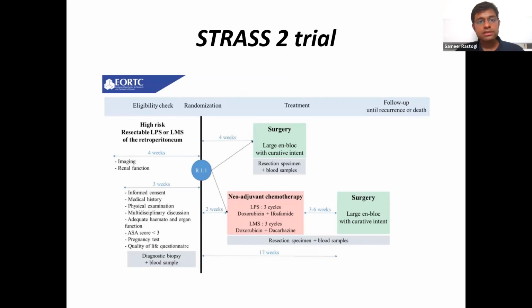Learning from this trial, for dedifferentiated liposarcoma high grade and leiomyosarcoma, the chances of distant recurrence are higher. Now the STRASS 2 trial has begun recruitment, and STRASS 2 is neoadjuvant chemotherapy. For liposarcoma, they are giving doxorubicin plus ifosfamide, while for leiomyosarcoma, they are giving doxorubicin plus dacarbazine. And again, just like STRASS 1, after 3 to 6 weeks they'll do surgery. But they haven't taken low-grade histology. This is a wiser step, and recruitment is on. So if a high-grade retroperitoneal sarcoma is now diagnosed in their country, they probably recruit for the STRASS 2 trial.